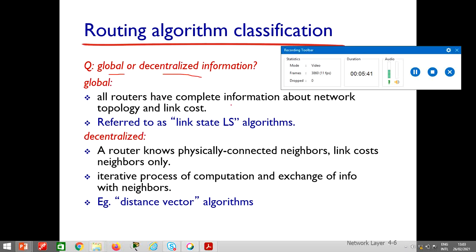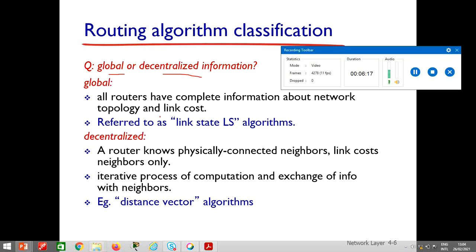In this, all routers have complete information about the network topology and the link cost. So a global routing algorithm will compute the least cost path between a source and the destination using the complete global knowledge about the network. That means this algorithm will take the connectivity between all the nodes and all the link costs as inputs, then it will do the computation. This requires the algorithm to obtain this information before actually performing this calculation.